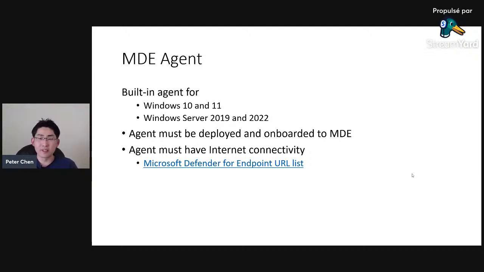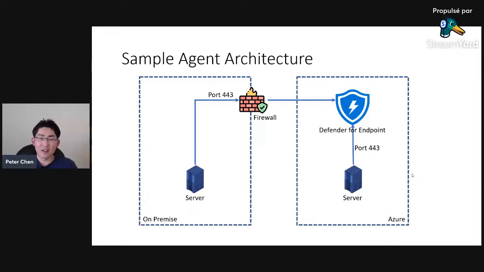For that, obviously, the agent has to have outbound connectivity to the internet on port 443. I provided a link on the presentation of the different URLs that the agent has to have access to. So if it's behind a firewall, you have to have that firewall open on port 443 to these specific endpoints in order for Defender for Endpoint to talk to Microsoft. So that's what it looks like in terms of an on-premises representation and a representation on the cloud.